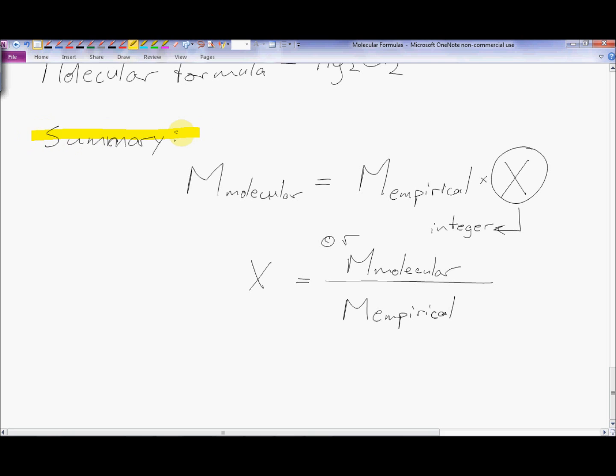In summary, the molar mass of our molecular compound is going to be equal to the molar mass of our empirical compound times a multiplier x, which is an integer. So the calculation that we're going to be using is finding the X value, and that's always equal to the molecular molar mass divided by the empirical molar mass.